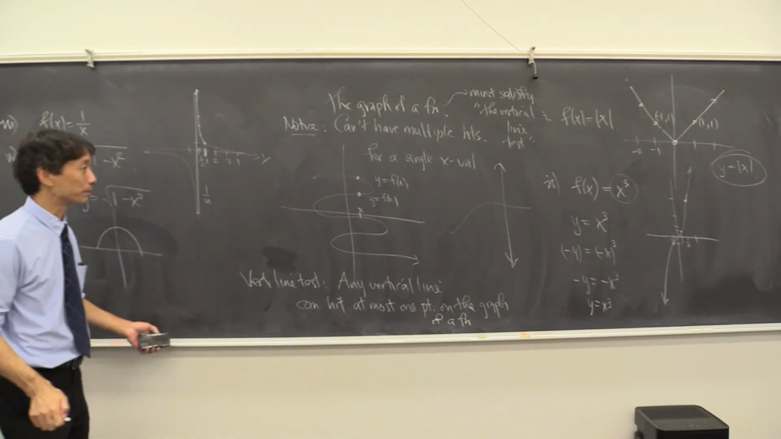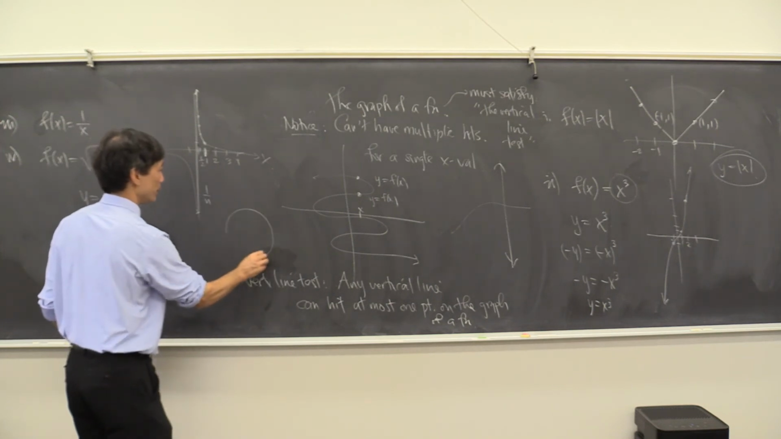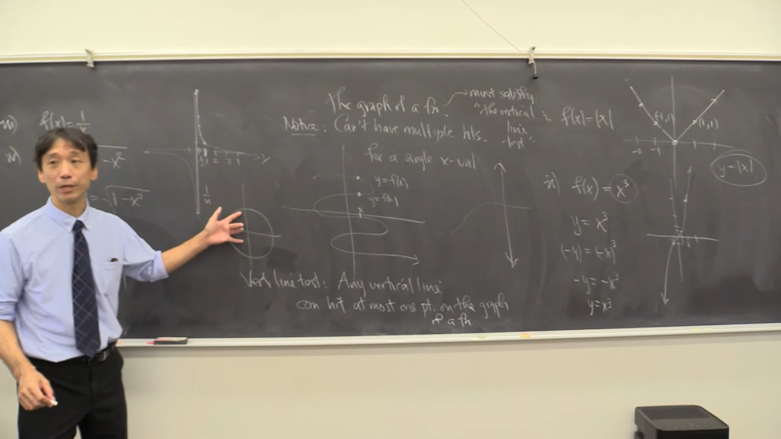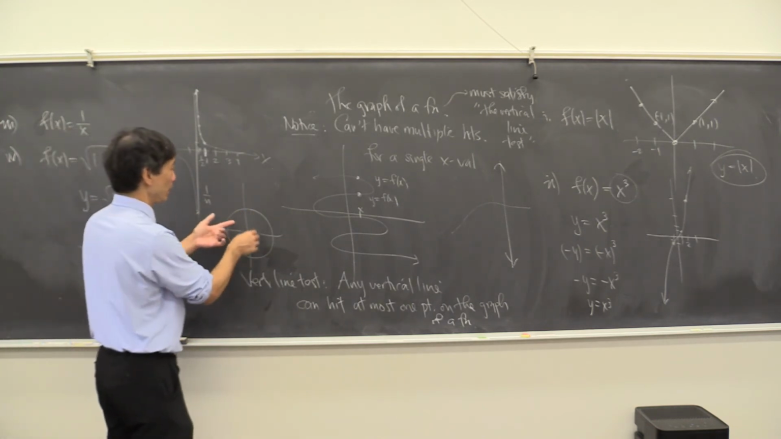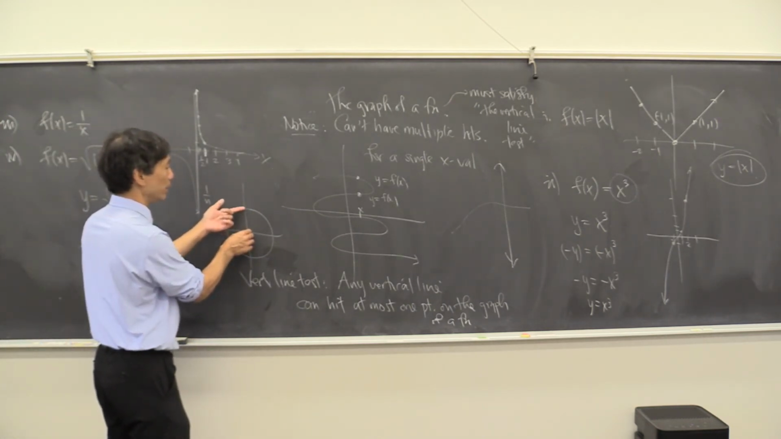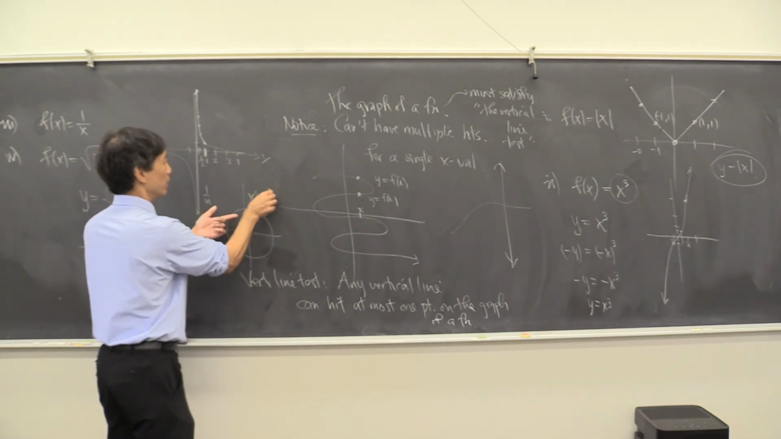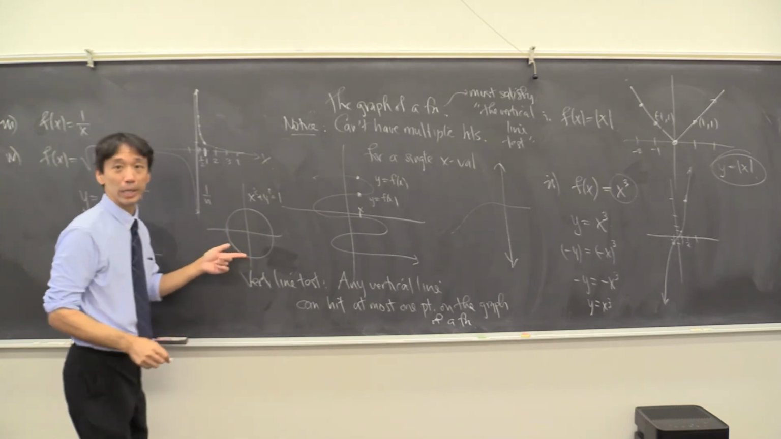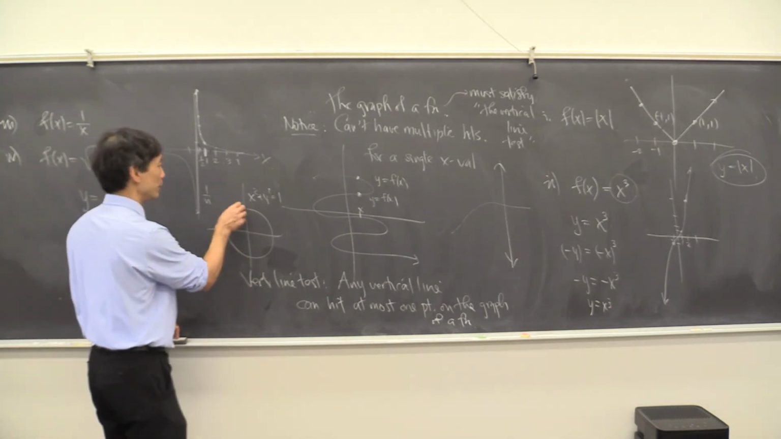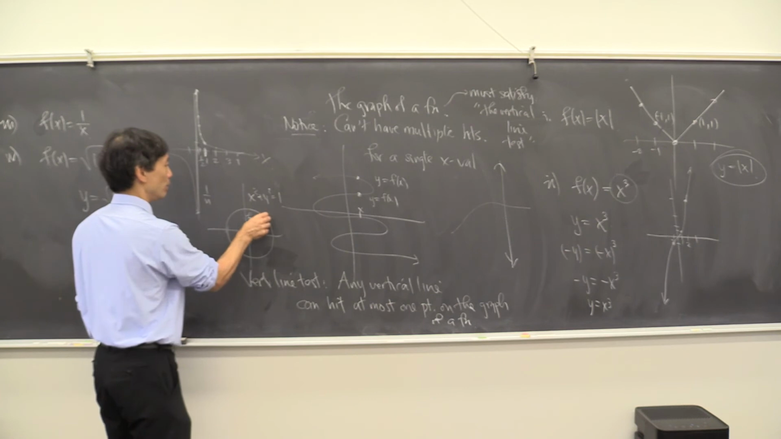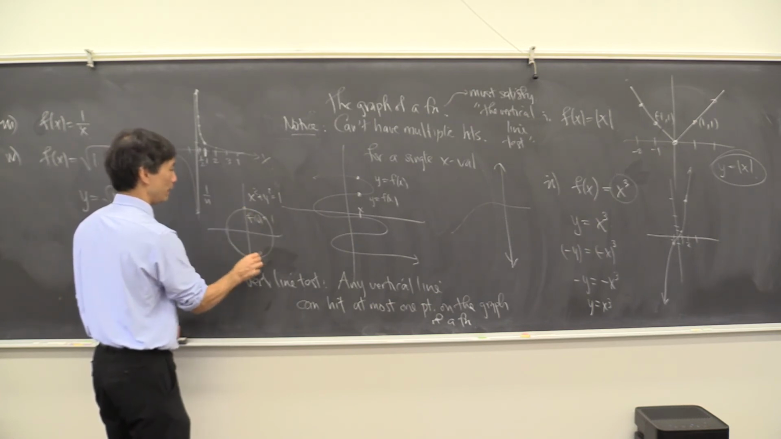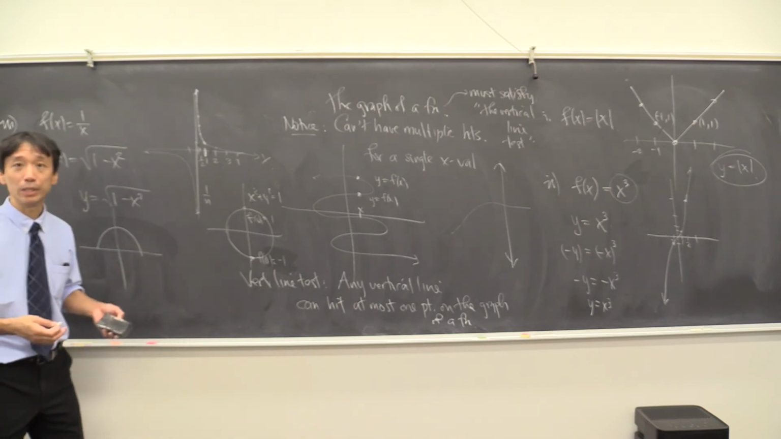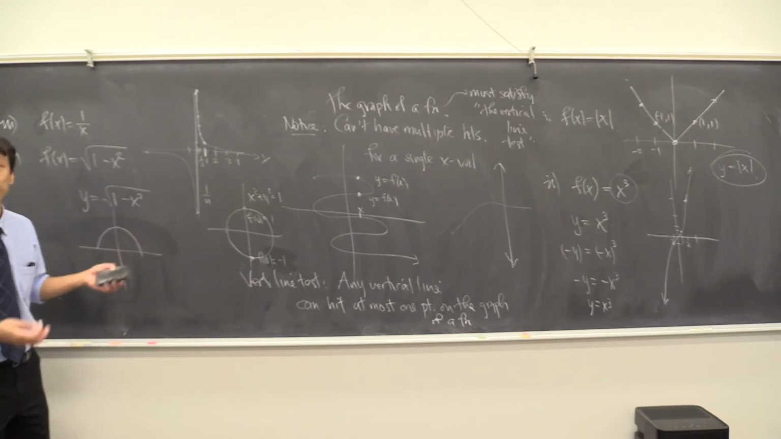So for example, this is not the graph of a function. A circle is not a graph of a function, because that would say that f of 0 is 1, but f of 0 is also negative 1. So there would be multiple values associated with one input, which is not what a function is.